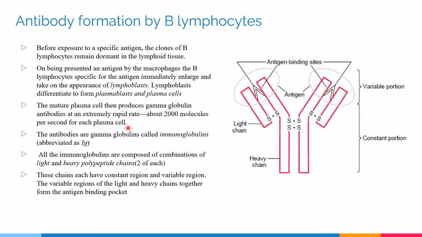As said, the antibodies are essentially gamma globulins called immunoglobulins. All immunoglobulins are composed of combinations of a light chain, as shown right here, and a heavy chain. And there are two of each, two heavy chains and two light chains. Further, the whole antibody structure is divided into a variable portion and a constant portion. The variable portion of the light and the heavy chain together form the antigen binding pocket, which binds to the particular foreign antigen.